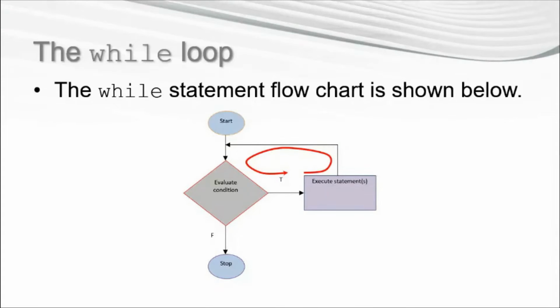And the flow chart for a while loop is given here. We start, and the start can be anything. Then we evaluate the condition. If the condition is true, it goes in this direction. So this is T, T means true. It executes the statements, then the control is passed back to the condition evaluation. And if the condition is evaluated to false, it goes to the stop, or the next statement, whatever it is. This is the case of the while loop.